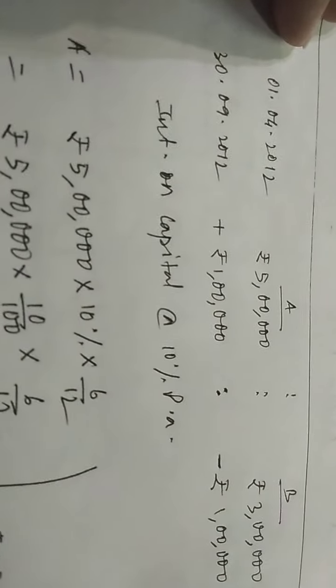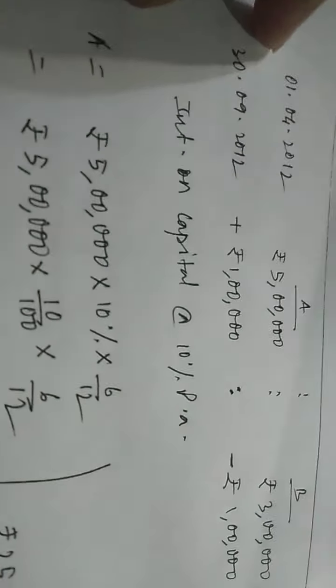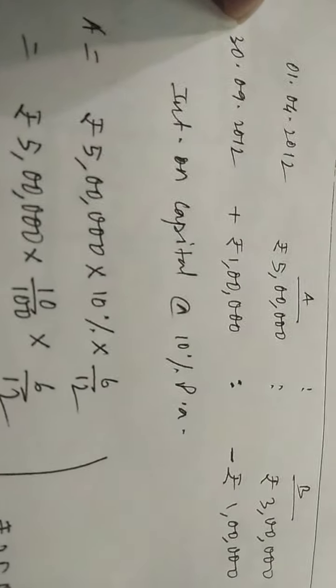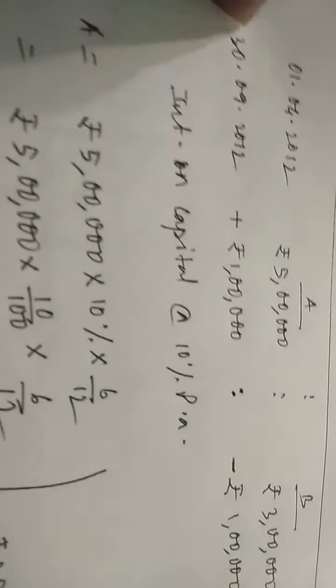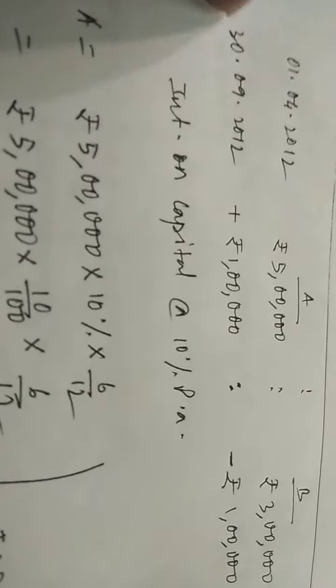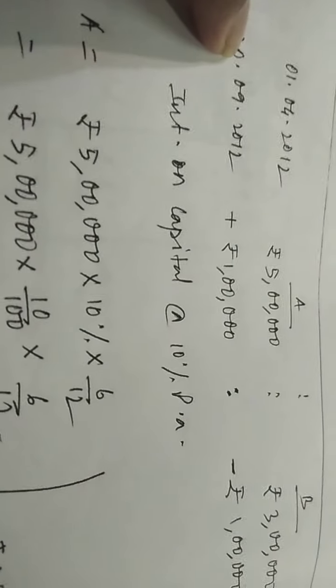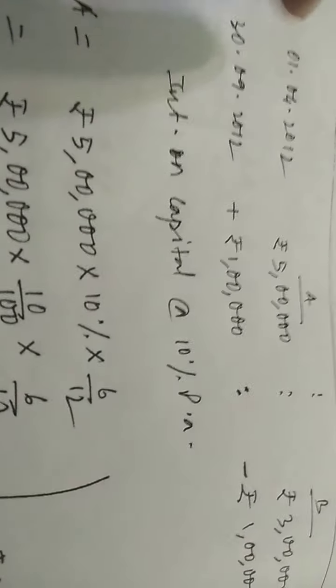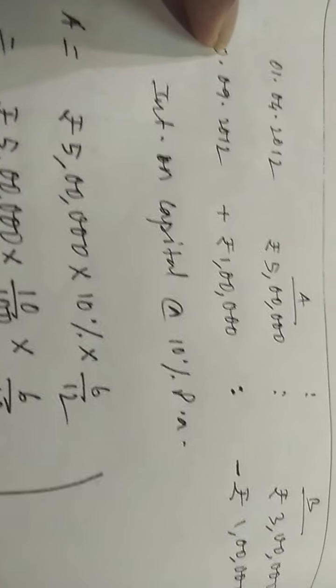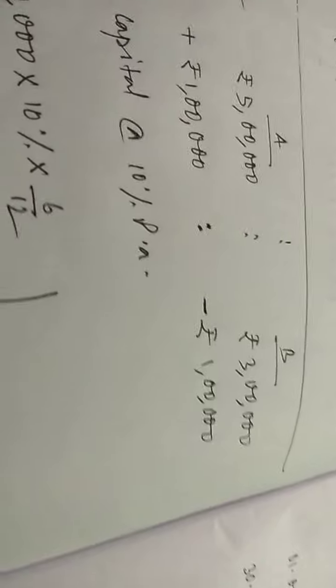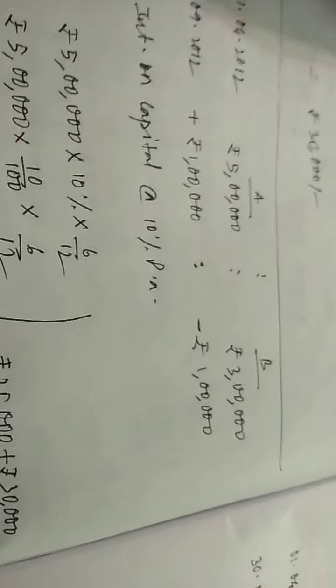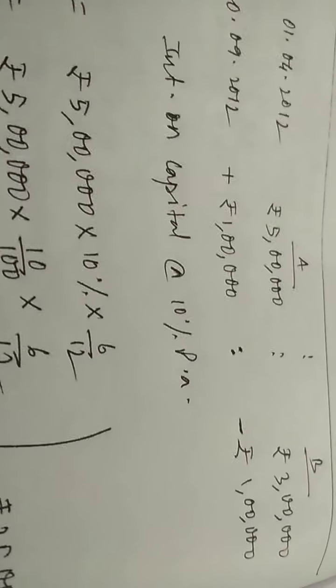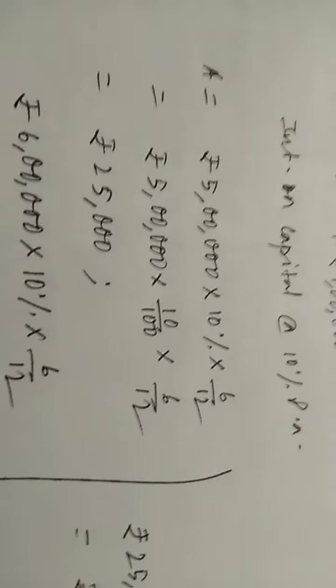So what we'll do here: from 1st April 2012 to 30th September is a period of 6 months. April, May, June, July, August and full September. So 6 months have elapsed. During these 6 months, A's capital was 5 lakh continuously, and on this date he added rupees 1 lakh. So from here onwards the capital becomes 5 lakh plus 1 lakh, 6 lakh. Similarly for B, the capital was 3 lakh for the initial 6 months, and after 30th September it becomes 3 lakh minus 1 lakh, 2 lakh. Rate of interest on capital is 10% per annum. So how do we calculate in such a case?